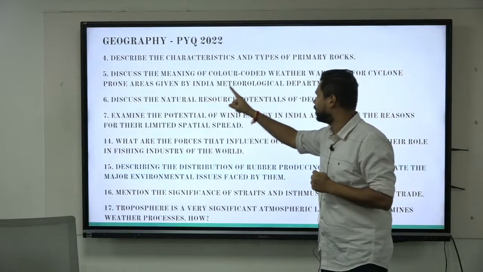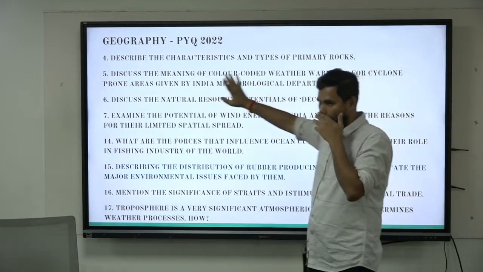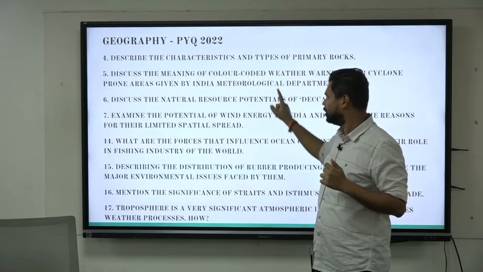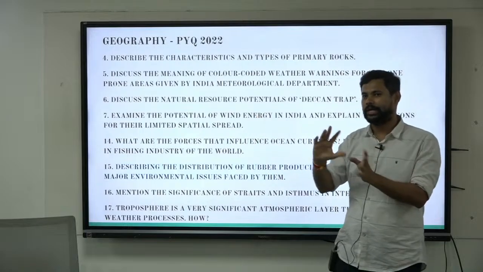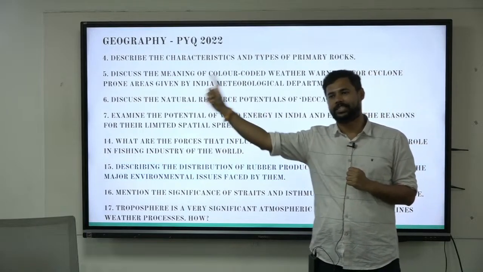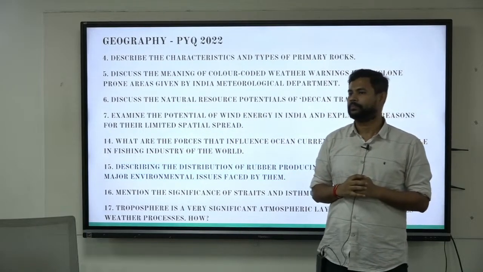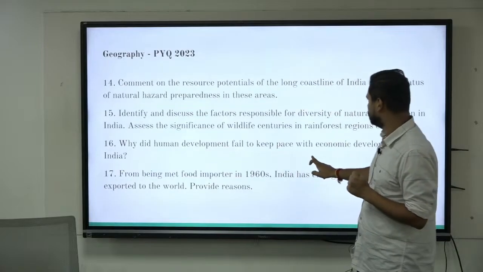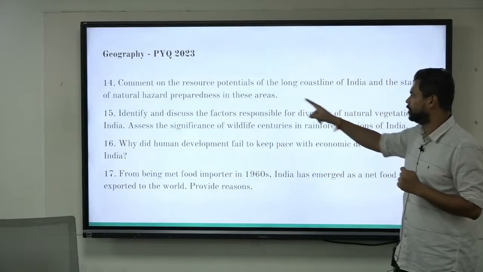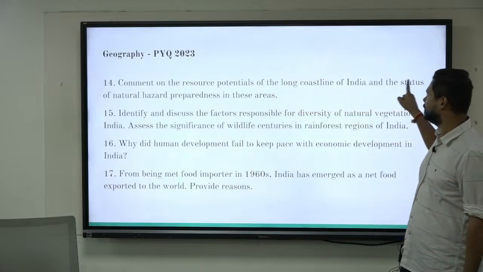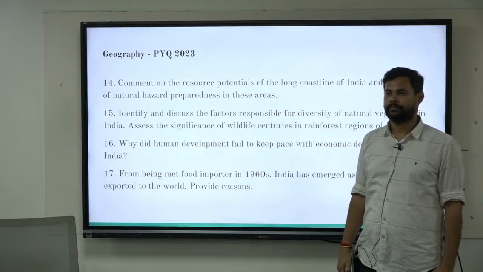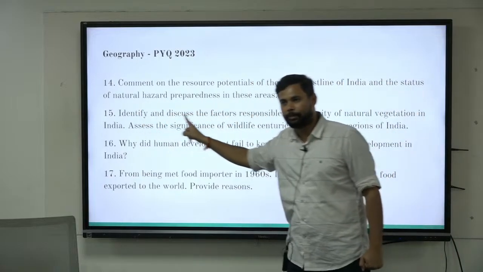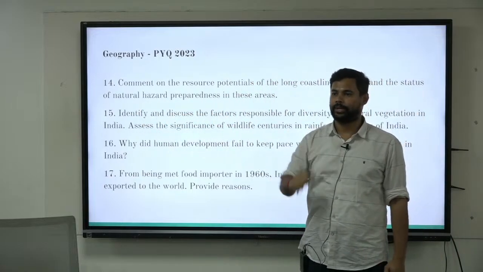Discuss the meaning of the color coded weather warnings for the cyclone. Again, see, this is climatology, but let me tell you now only, they are mixing disaster management of paper 3 here. Okay, for example, look at this question. Discuss the resource potential of the long coastline of India and the status of natural hazard preparedness in these areas. Okay, now when I talk about natural hazard preparedness, you should talk about disaster management.